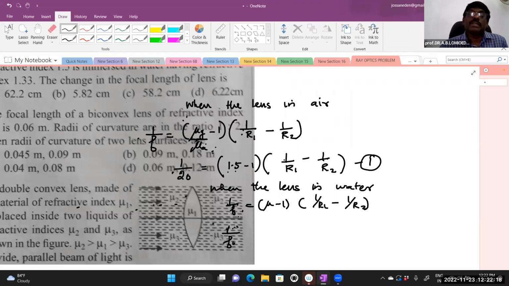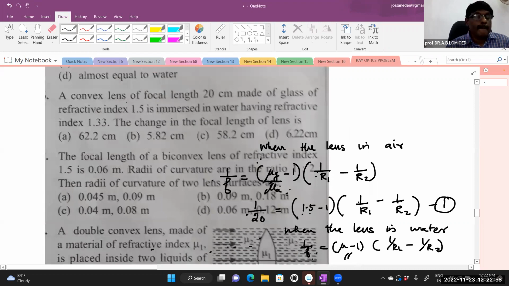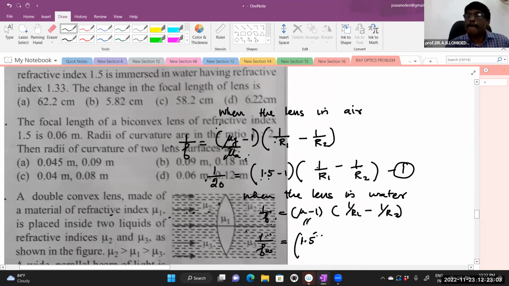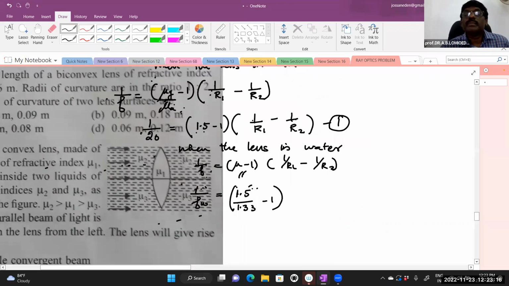The focal length when it is immersed in water is not given, and this can be written as 1.5 divided by 1.33, the refractive index of the medium, water, minus 1, times 1 by R1 minus 1 by R2. This is the second equation.